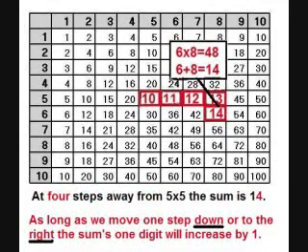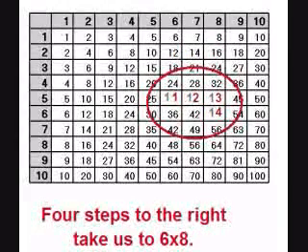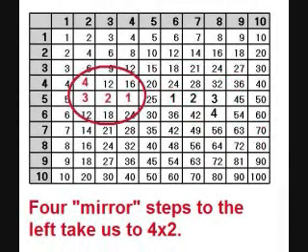When we move down, it's the first factor that increases. 5 increased to 6 here, and the total becomes 14. As long as we move one step down or to the right, the sum's ones digit will increase by 1. The 4 counted off steps to the right take us to 6 times 8. The 4 mirror steps to the left take us to 4 times 2.